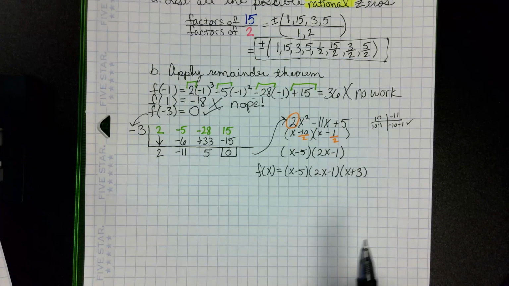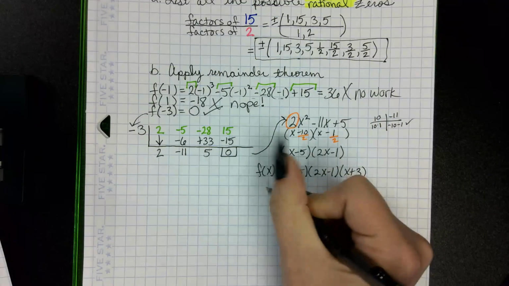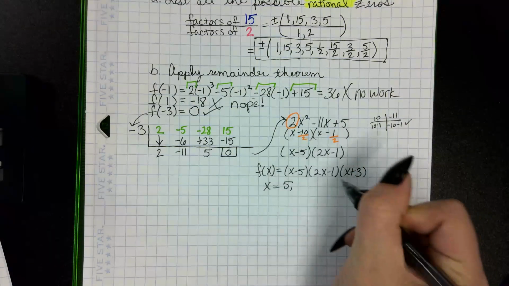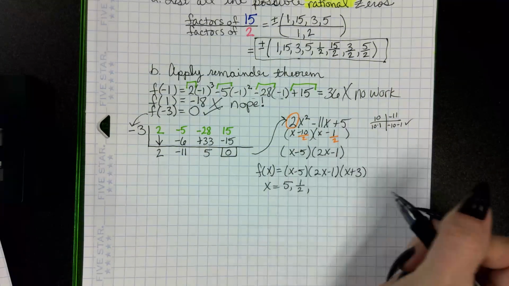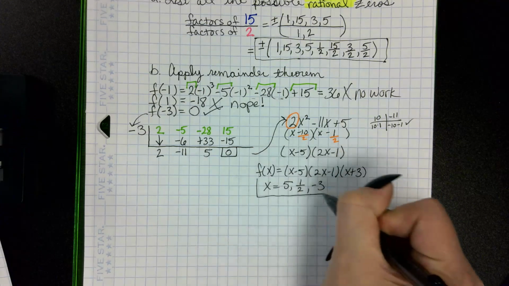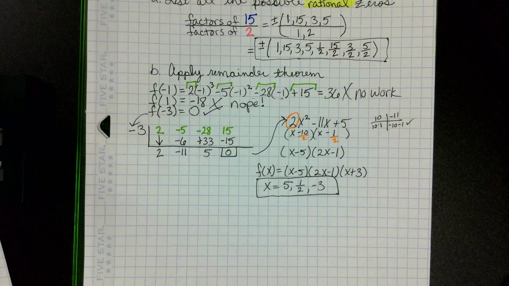All right, so look back at the instructions. It says solve. So I have it in factored form, so that means to solve, I set each factor equal to 0. x minus 5 equals 0, so x equals 5. 2x minus 1 equals 0, so x equals 1/2. And then x plus 3 equals 0, so negative 3. So my 3 solutions are right there. I have 3 solutions for a degree 3 polynomial. They were all 3 real and rational, because all 3 of these values are here on my list of possible rationals.